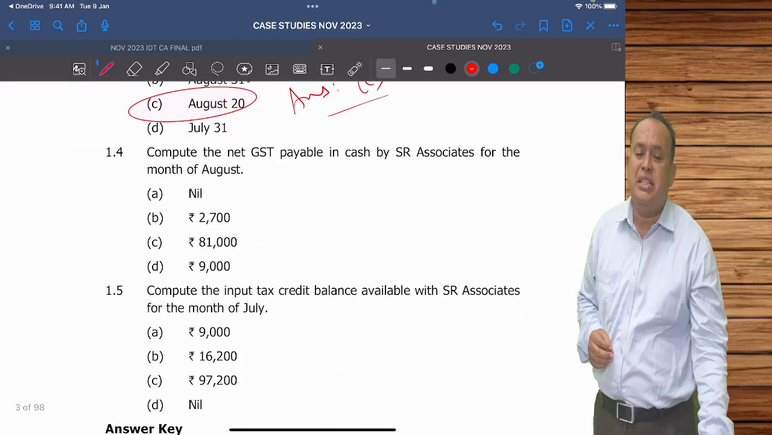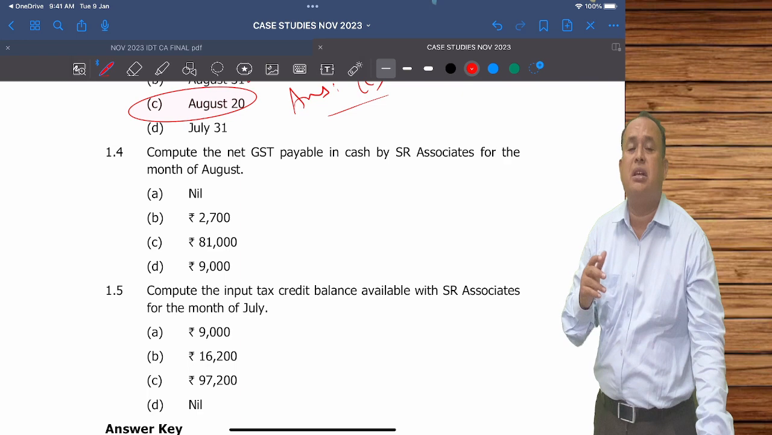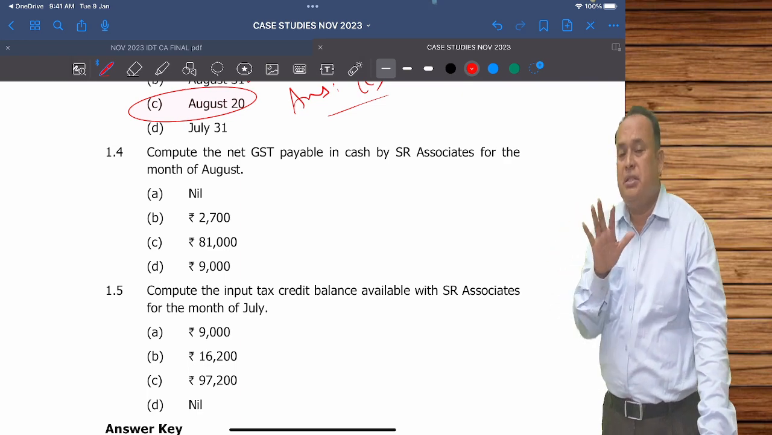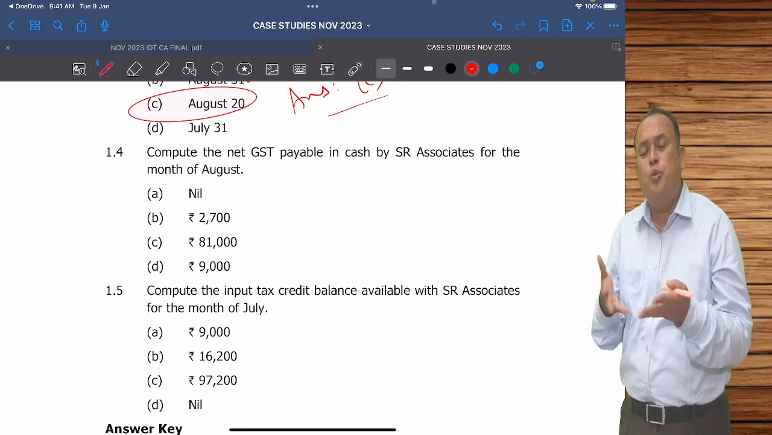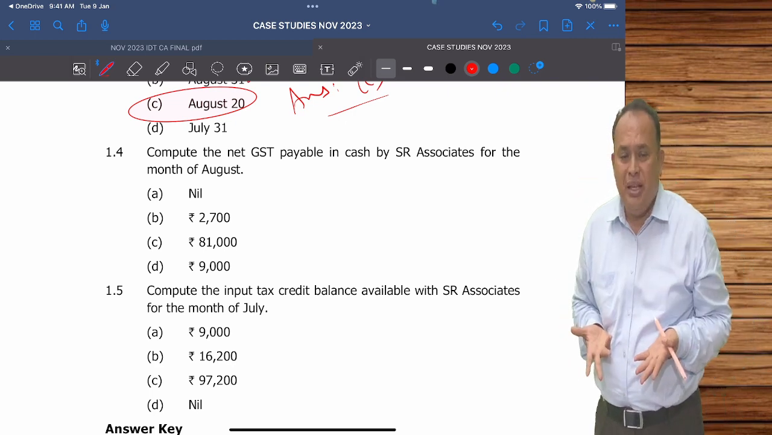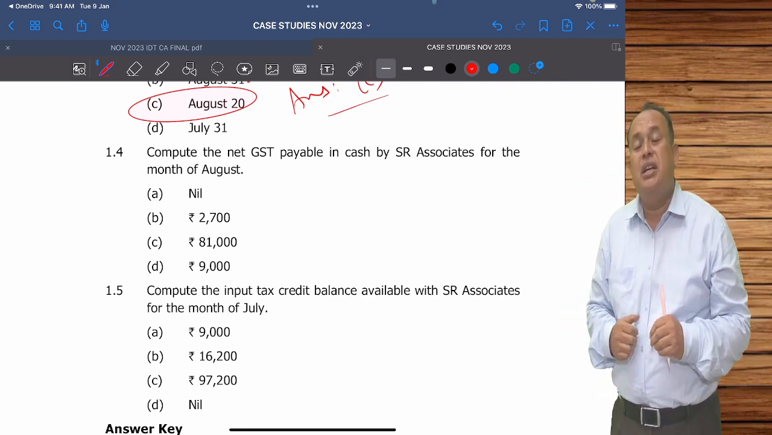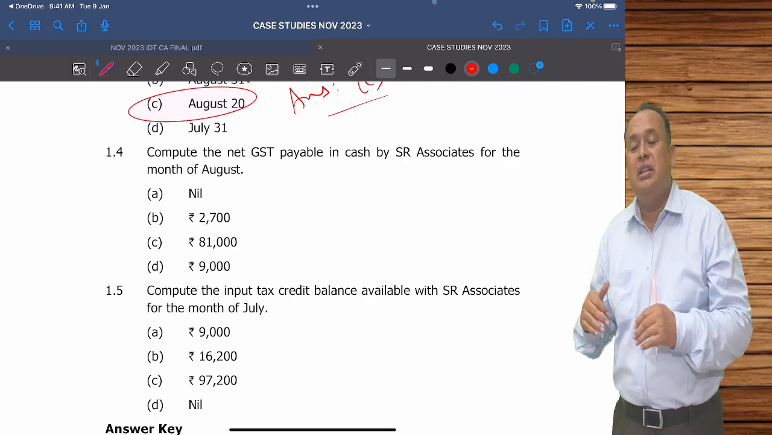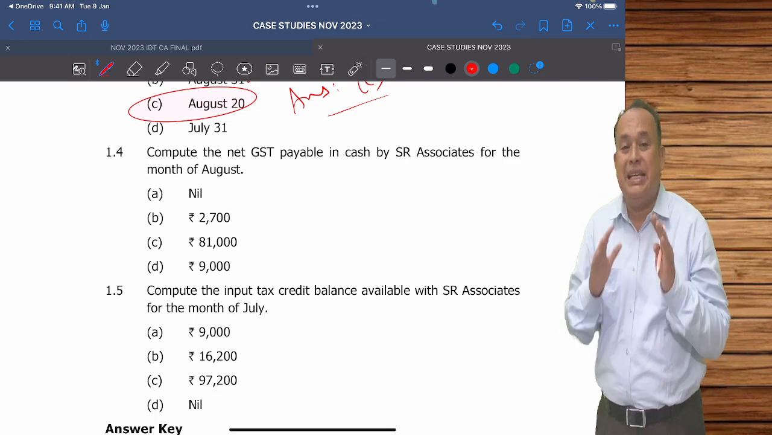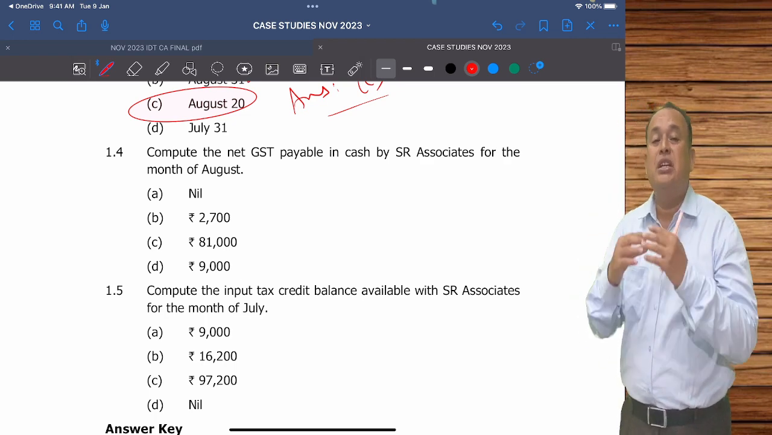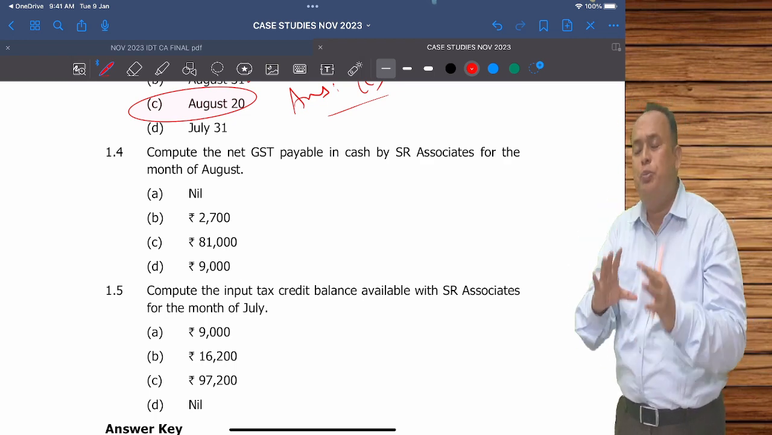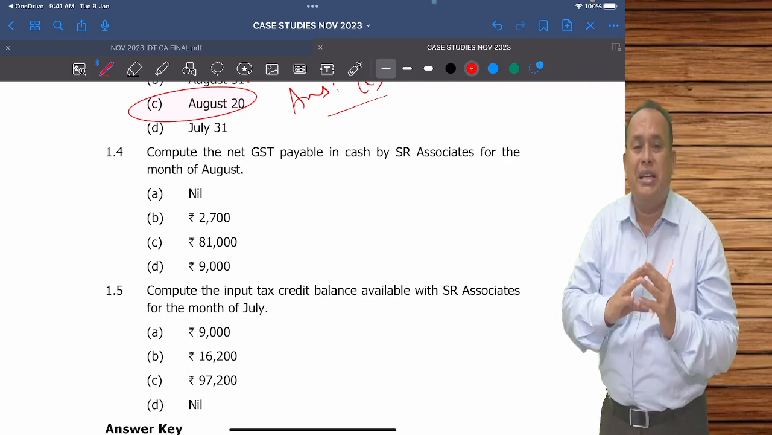Compute the net GST payable in cash by SR Associates for the month of August. Sir, be very careful. Here, their output supply is nil, and in that case, they have to pay the tax by cash under RCM. What is liable to pay GST through RCM is bound to pay tax by electronic cash ledger.